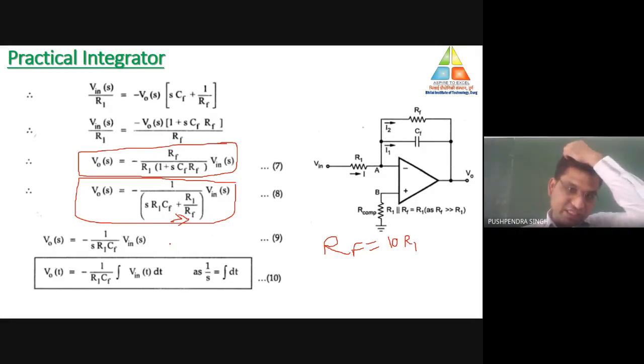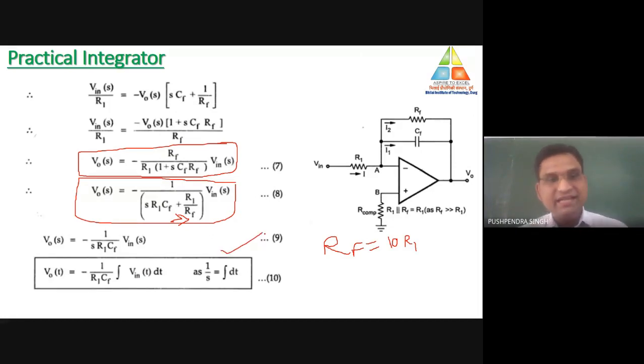So we may neglect the value of R1 divided by RF from equation number 8. So what would be the change in equation number 8? V0(S) is equal to minus 1 by S R1 CF multiplied by Vin(S). When we convert it into the time domain, V0(t) is equal to minus 1 by R1 CF times the integration from 0 to t of Vin dt. So equation number 10 is the same as the expression for an ideal integrator.